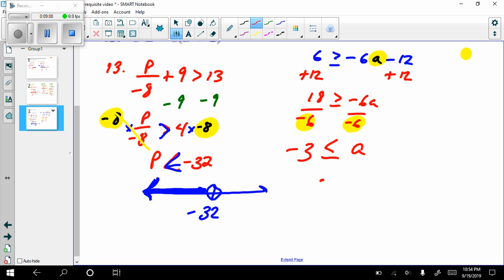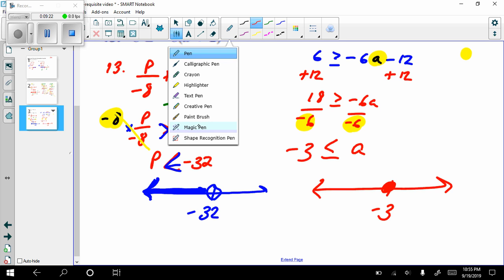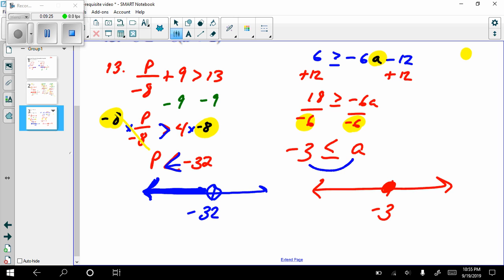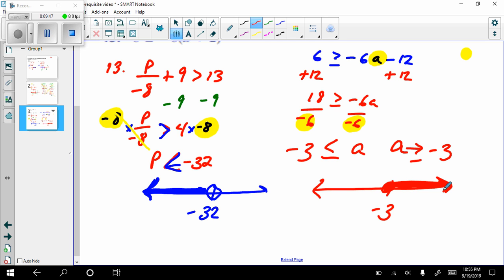Can we graph it right now? Should we graph it right now? Here's my negative 3, closed circle. First of all, is the variable on the left? No, it is not. So I'm going to use my magic pen again, and I want to remind you that we flipped the whole thing over. All right, once I flip the whole thing over, this becomes a is greater than or equal to negative 3. Now the variable's on the left, so it tells us to graph everything to the right. Okay, so that would be your solution set.